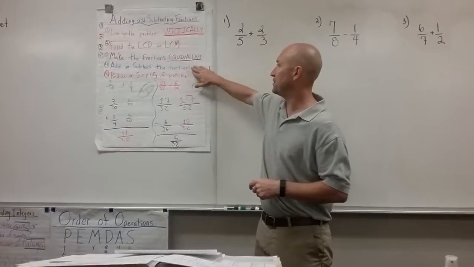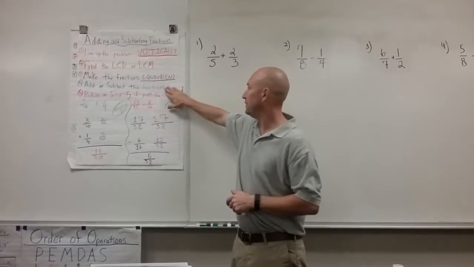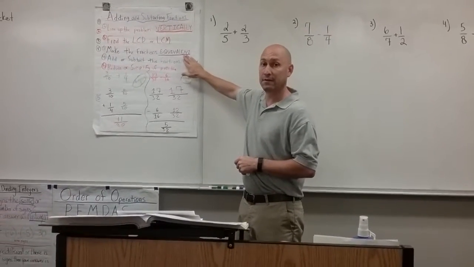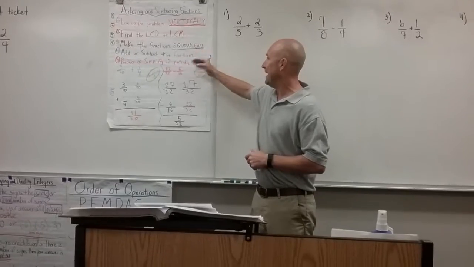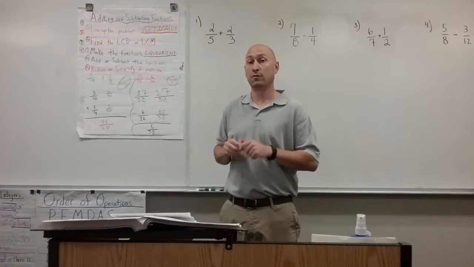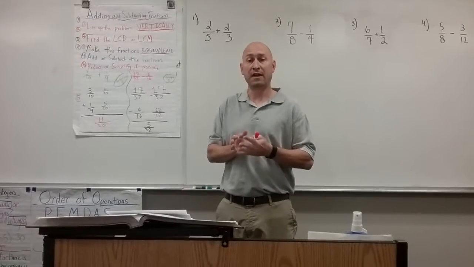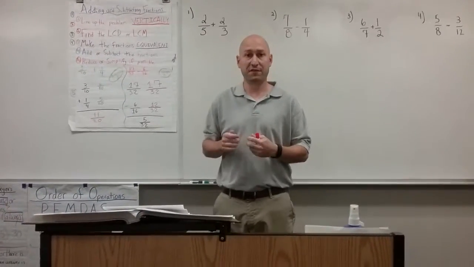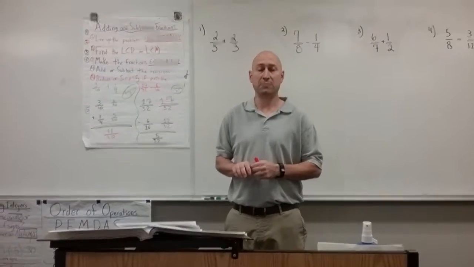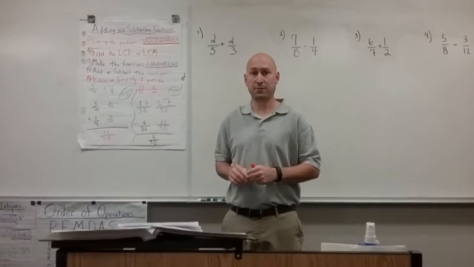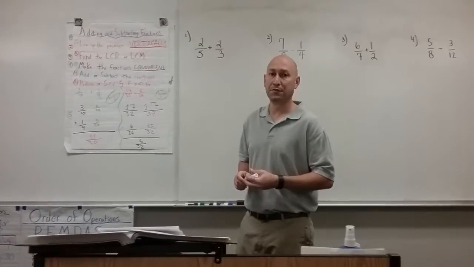In step 4, we're just going to add or subtract the fractions, making sure that we're only adding or subtracting the numerators and the denominator stays the same. And then last but not least, a very important step, we're going to reduce if that fraction can be brought lower, or we're going to simplify if our answer turns out to be an improper fraction. We will convert it back to a mixed number. So I've got 4 examples we're going to go through.